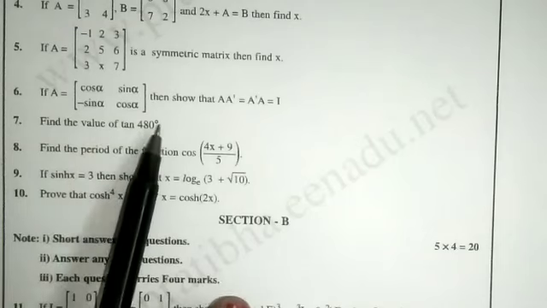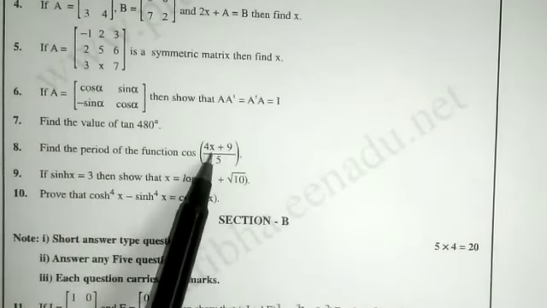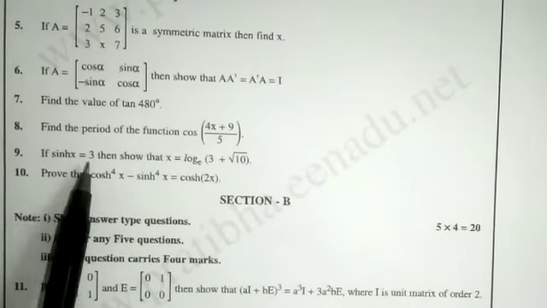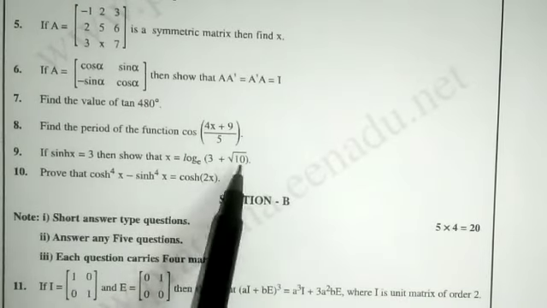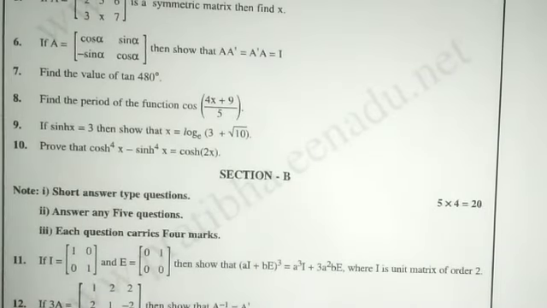Okay. Now the next one, seventh question, find the value of tan 480. Now the next one, find the period of the function cos 4x plus 9 by 5. And the next question, if sinh x is equal to 3, then show that x is equal to log of 3 plus root 10 to the base e. And the last 2 marks question, prove that cosh power 4 x minus sinh power 4 x is equal to cosh 2x. Okay. So these are the 2 marks questions.